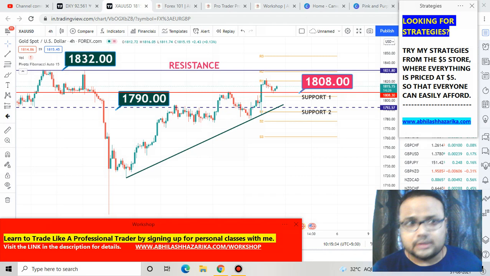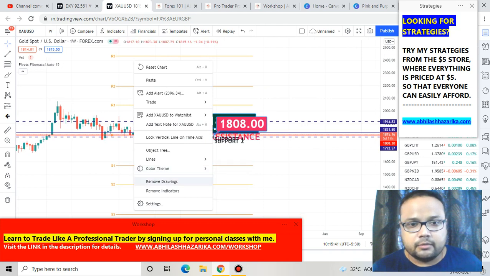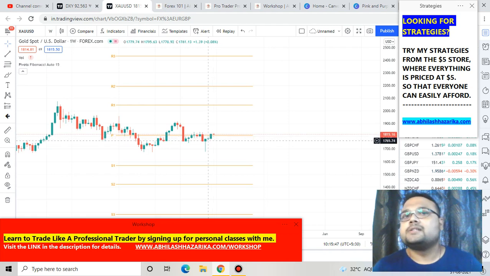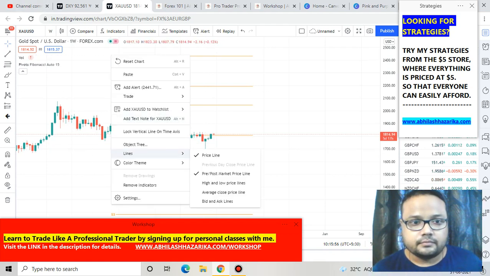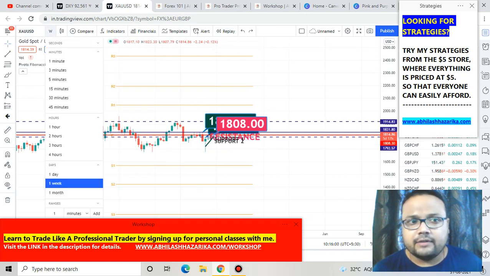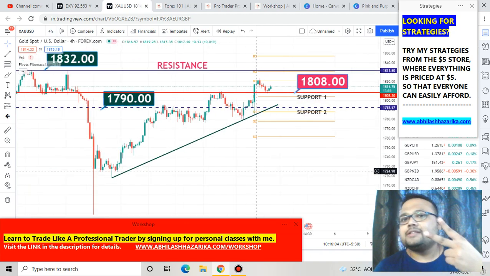If you do not know why 1808 is important, then let me take you to the weekly chart here. So this is the weekly chart of gold USD. Let me remove the drawings, and now you can see that gold USD is trading above the weekly level. Previous week market has successfully closed above the 1808 level. Therefore 1808 is the new support for gold USD. So we have a strong resistance at 1832 level and strong support at 1808 level. So these two levels are very important.